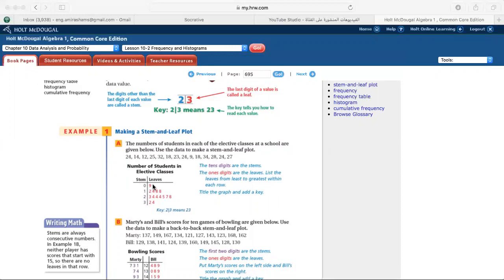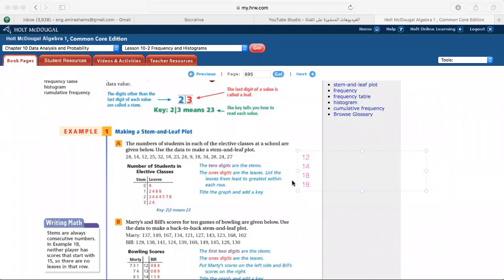What comes next? Comes next 12, and comes 14, and comes 18, and comes 18 repeated. So I have here 12 and 14 and 18 and 18 repeated. All of them have 1 in the tens digit. Let me write it here so you will remember. I have 12 and I have 14 and I have 18 and I have 18. 1, 1, 1, 1. 1 is repeated, right?